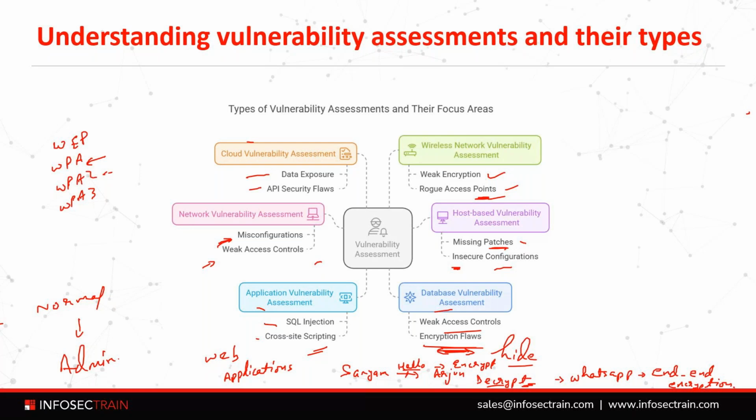So even when your data is stored in database, not just when it is traveling in network, when it is stored in the database, it should be encrypted for the security perspective. So when you're doing database vulnerability assessment, you can look out for these things like weak access controls, encryption flaws, all of these things. Clear so far? Yes, keys are involved over there when the handshakes are happening.